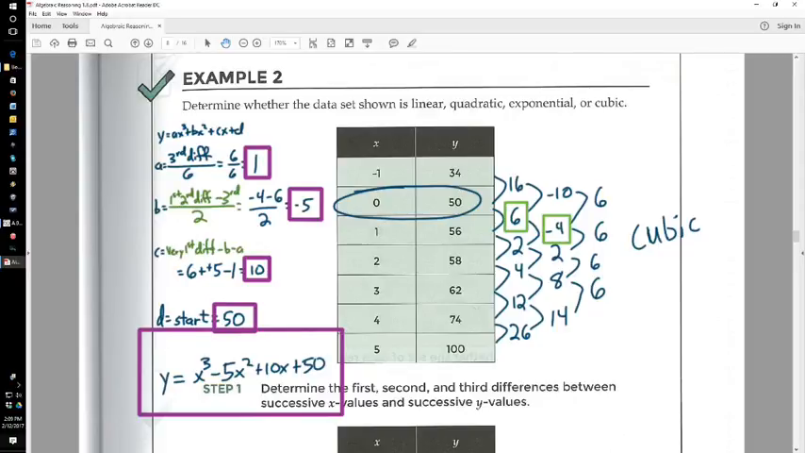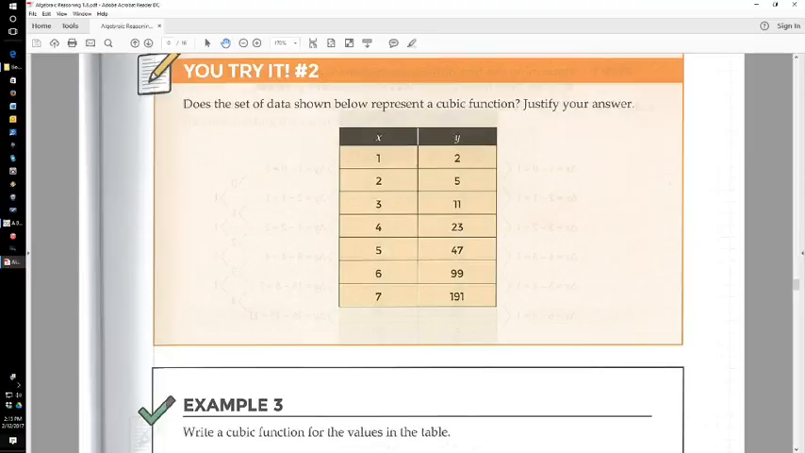Okay. Go ahead and try Try Me number 2. Okay. All right, it says, does this data represent a cubic function? Justify your answer.